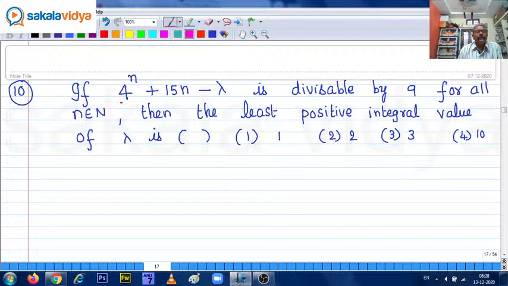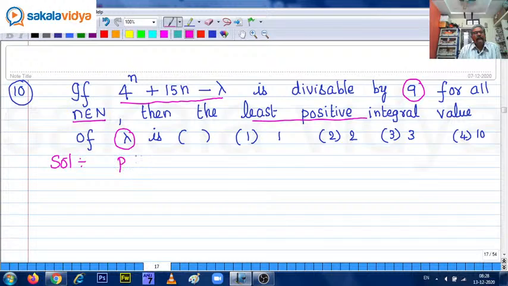See, if 4 to the power of n plus 15n minus lambda is divisible by 9, that means it is exactly divisible by 9. That means when you divide this expression by 9, it leaves a remainder 0. So for all values of n, natural numbers, we need to find the least value of lambda. So let us say this is p of n, p of n equals 4 raised to n plus 15n minus lambda.